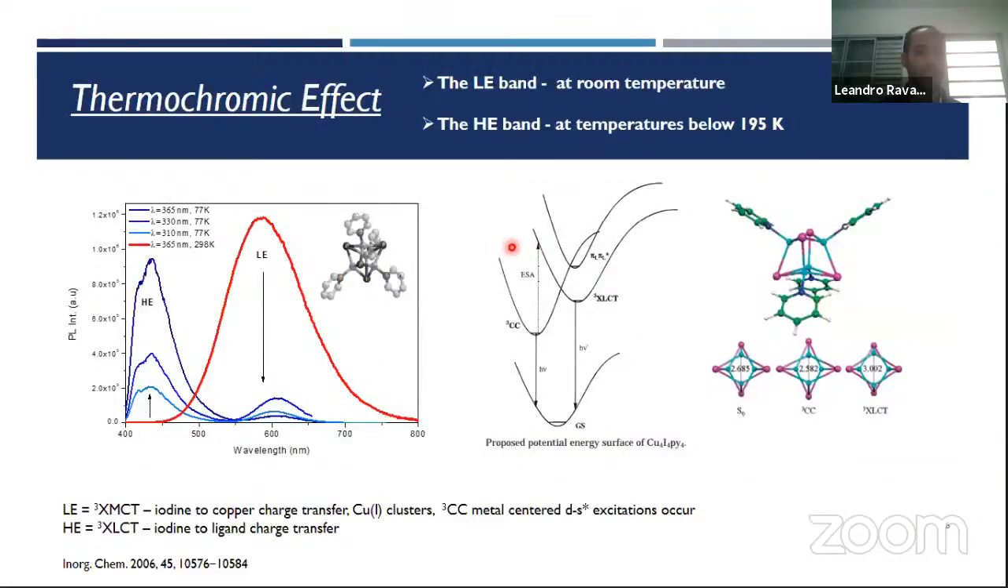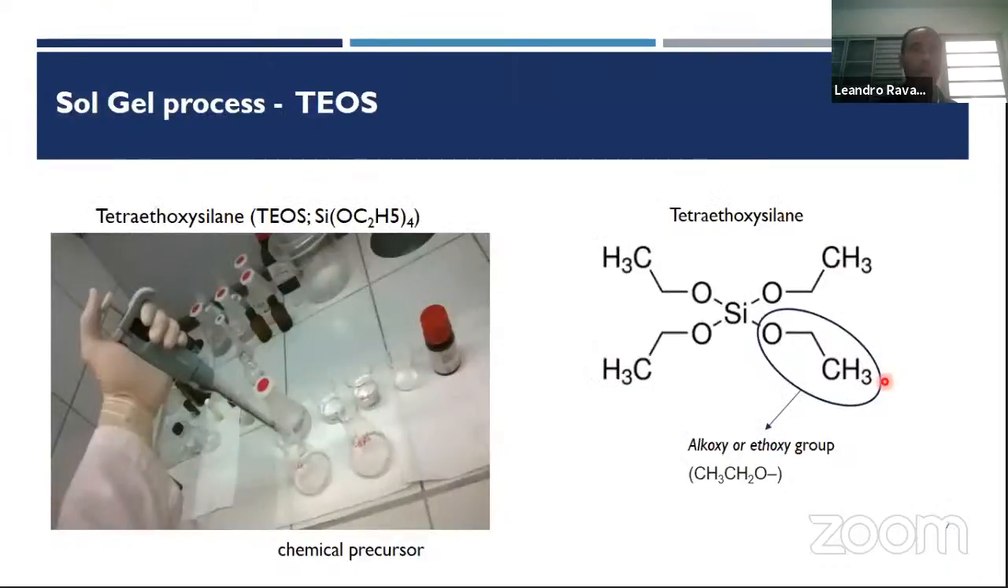Copper complexes present a thermochromic effect, as we can see here. The emission at low energy is very intense at room temperature, while the emission at high energy is intense at low temperature. The low temperature induces some distortion and an increase of the distance between the copper atoms, as you can see here.